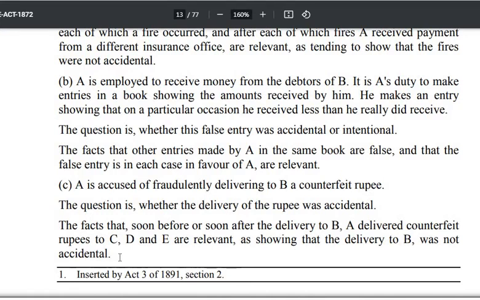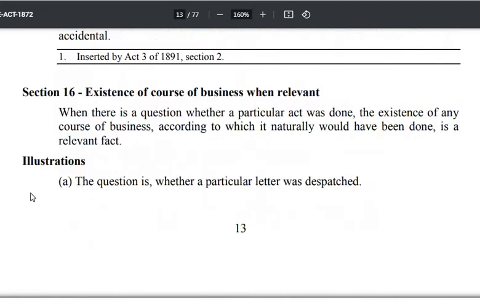So that's it for this section. Read it again and differentiate with 15. 14 and 15 differentiate it. Now come to section 16.